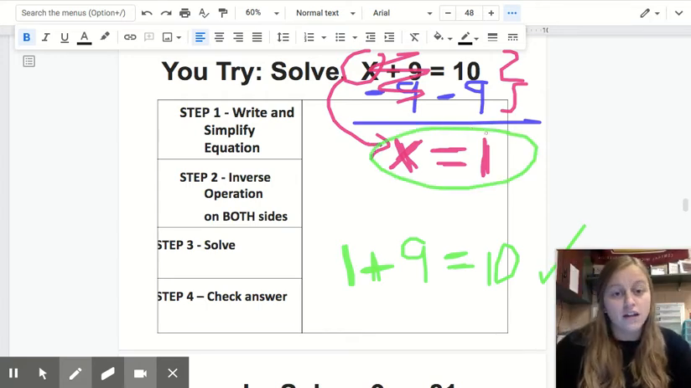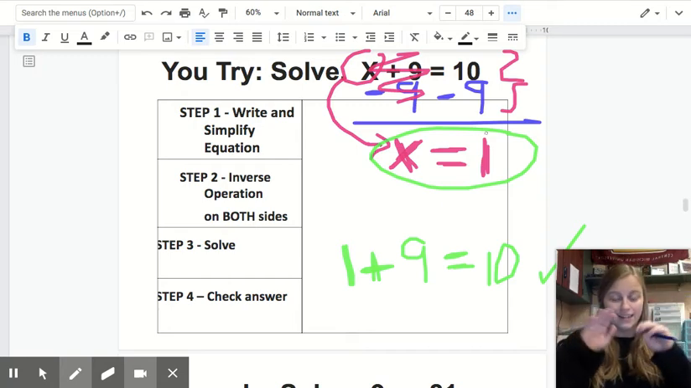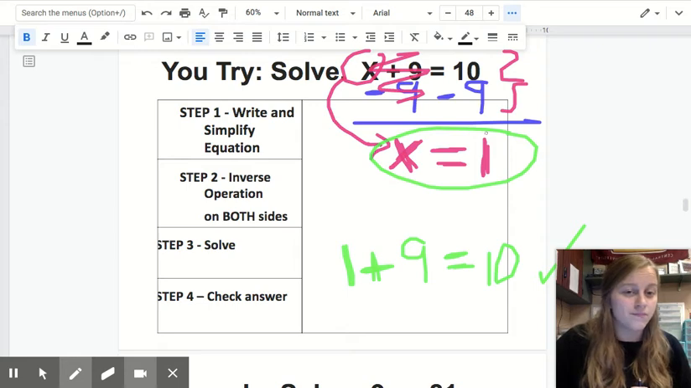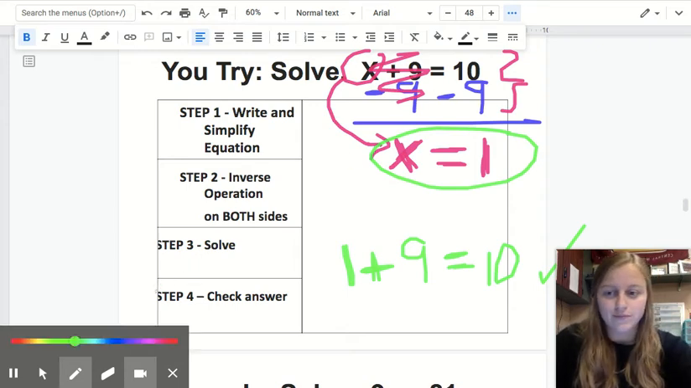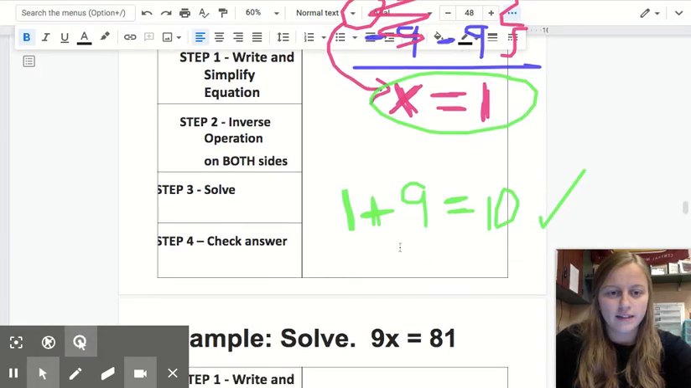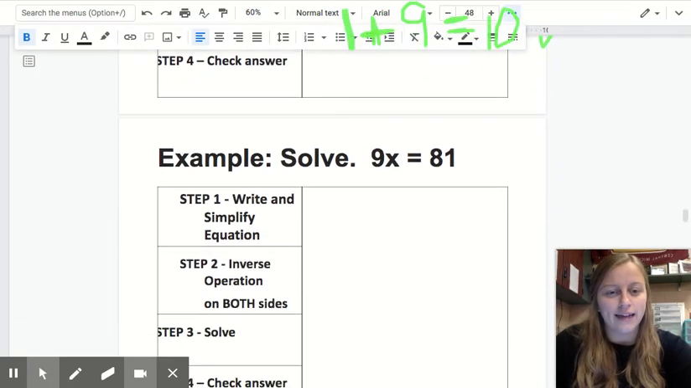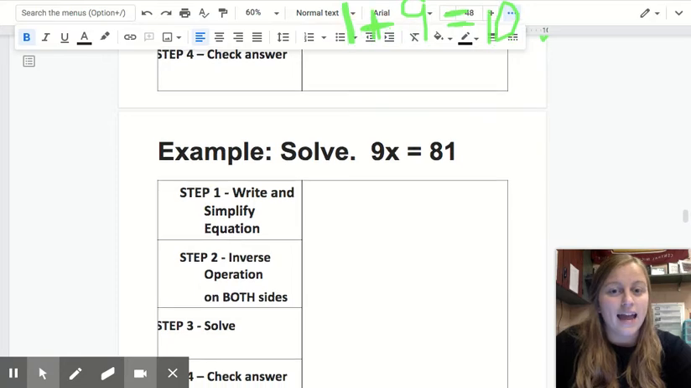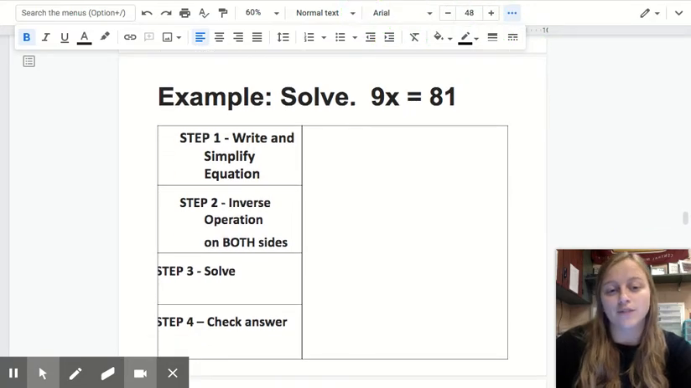How did you do? Did you show the inverse on both sides of the equation? Did you get x equals 1? And then did you check your answer to make sure? Go ahead and look at an example again. This one, though, has multiplication in the question.